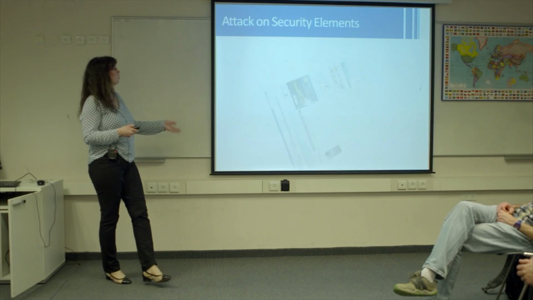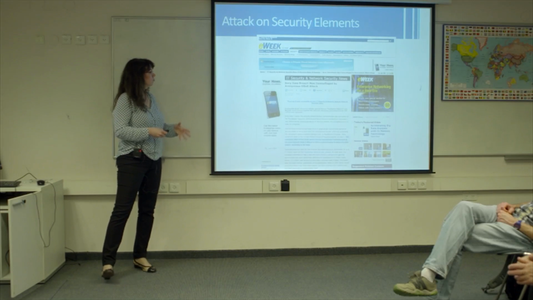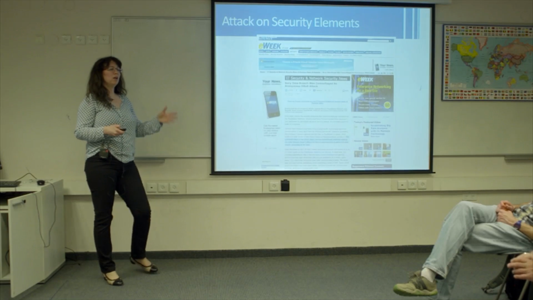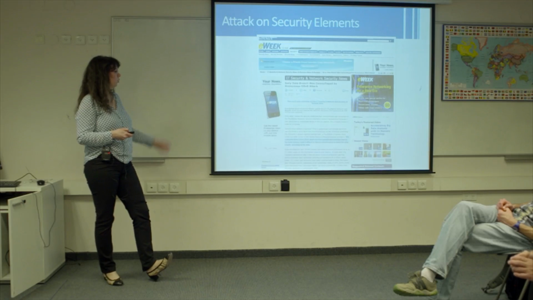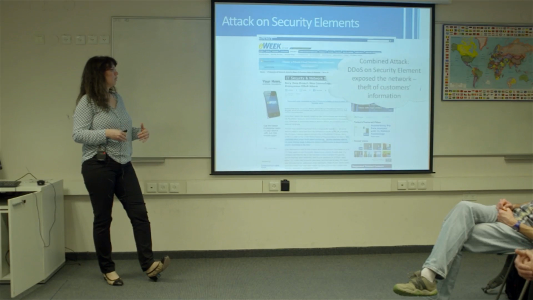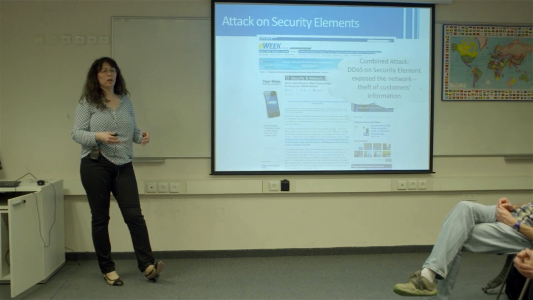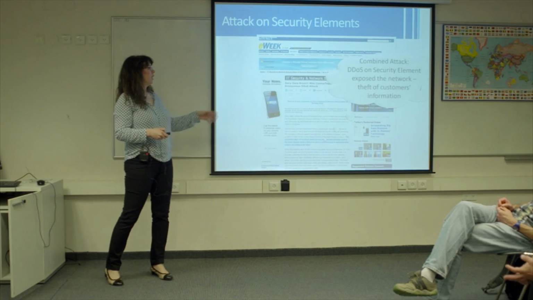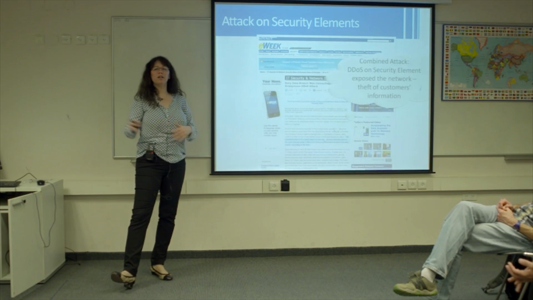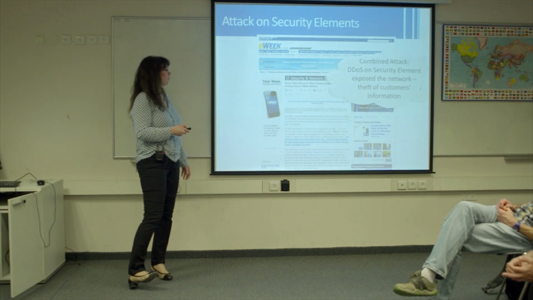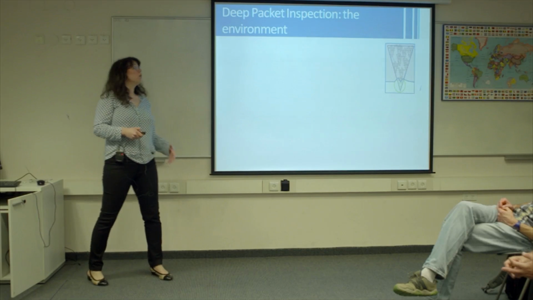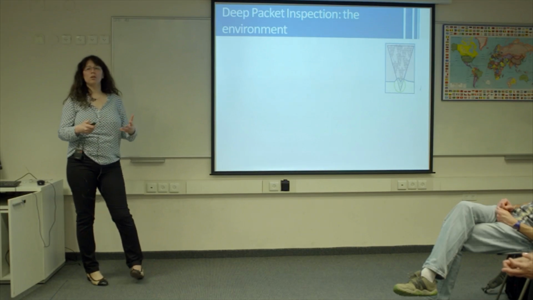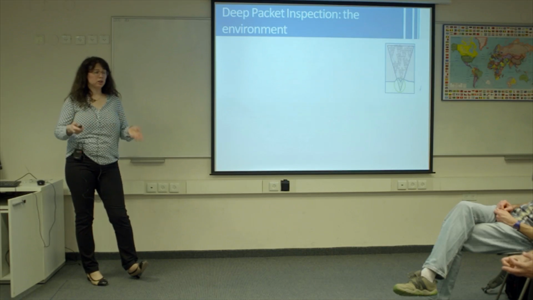This is not only theoretical. A similar approach was used in the Sony attack a few years ago. They started with a DDoS on security elements. I don't know if the DPI or something else. And then they exposed the network, and then the attacker stole customer information. Okay, so why is it so easy to attack the DPI engine?